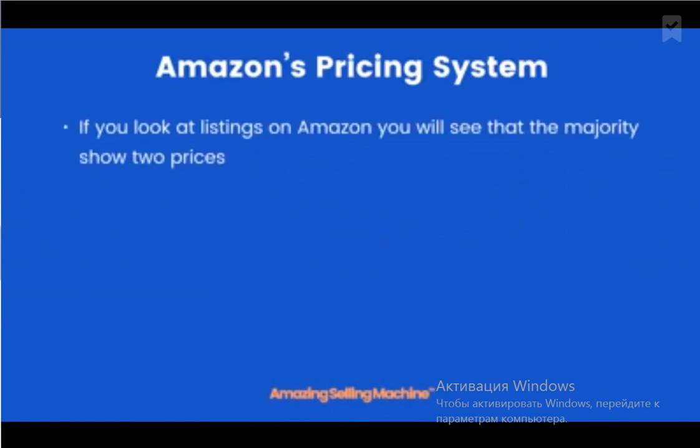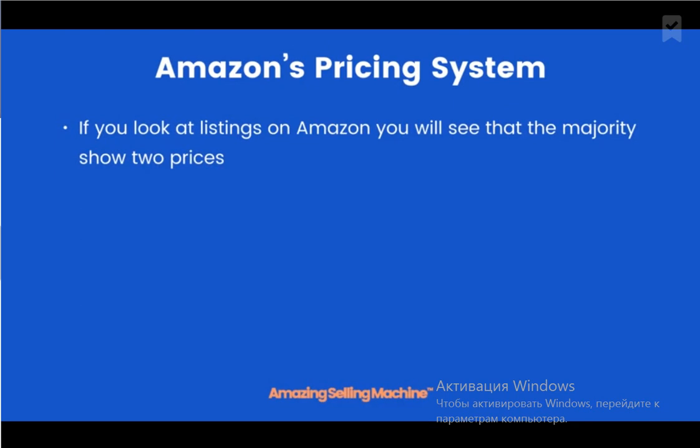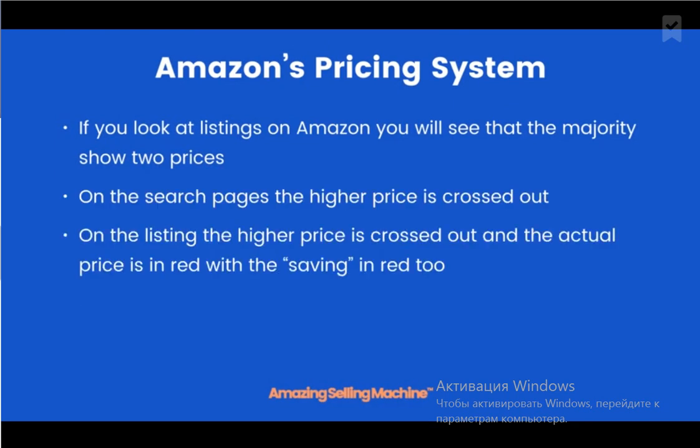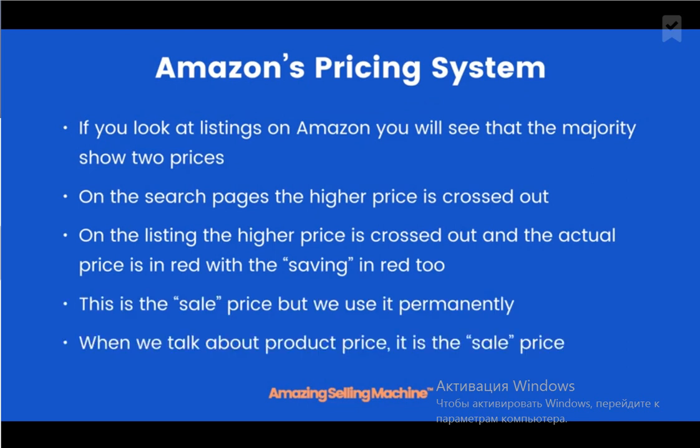Amazon's pricing system. If you look at listings on Amazon, you will see that the majority show two prices. On the search pages, the higher price is crossed out, and on the listing, the higher price is crossed out and the actual price is in red, with the saving in red too. This is the sale price, but we use it permanently. When we talk about product price, it is actually the sale price that we are referring to.